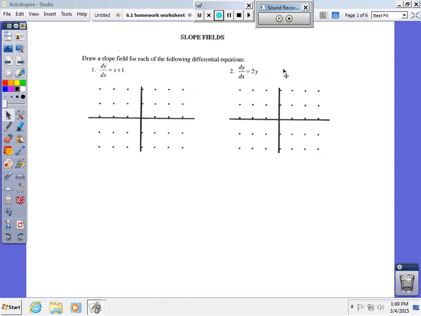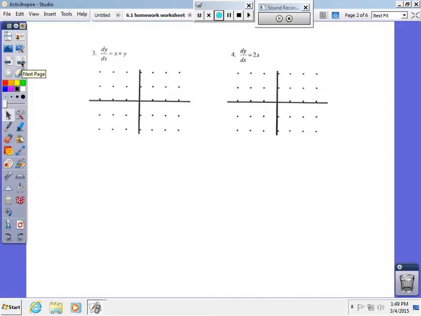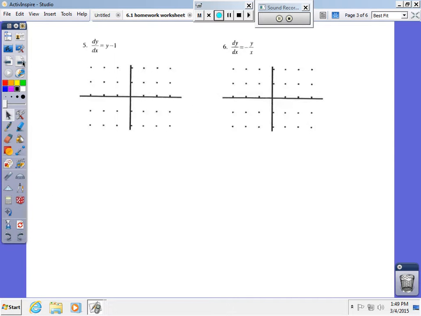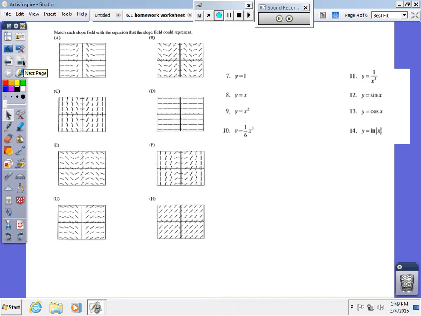Okay, I did want to show you just one or two homework problems. The first couple are just draw the slope fields. We've already done that in the notes. Again, these are just draw slope fields. Same thing for 5 and 6. Now, this is a little bit different.